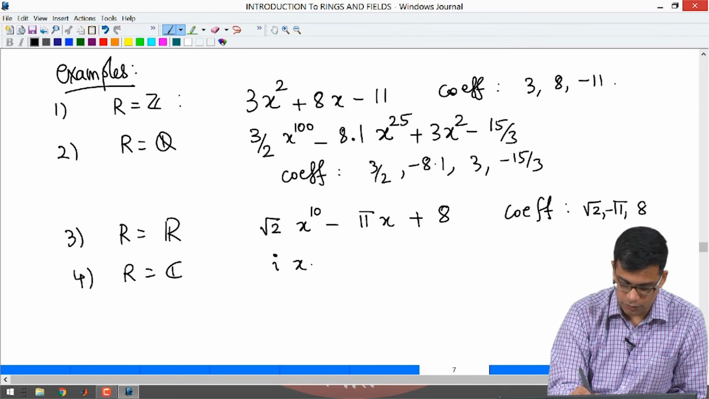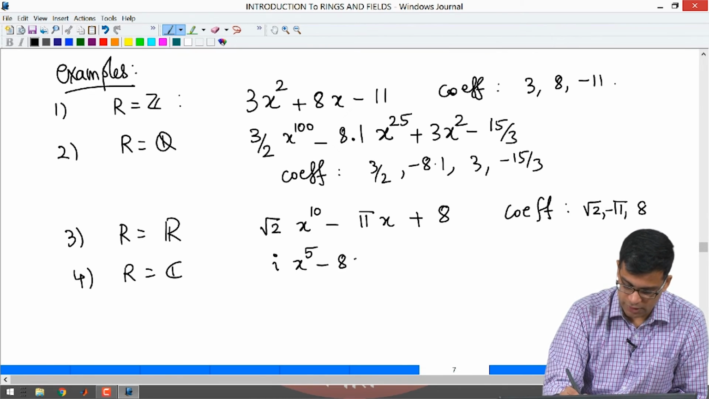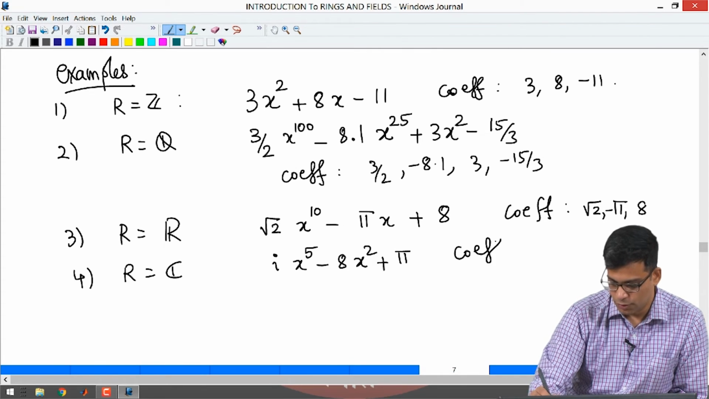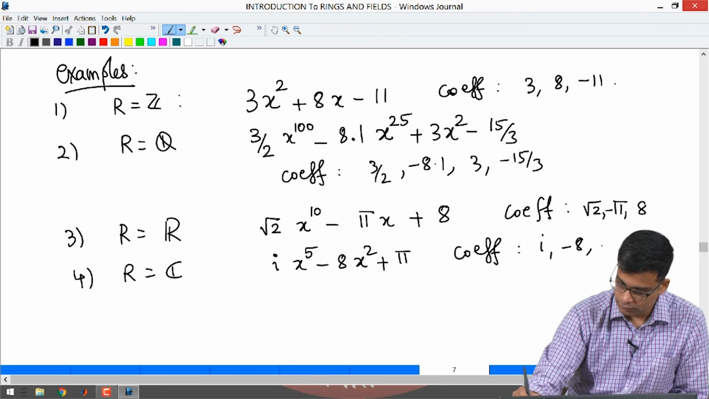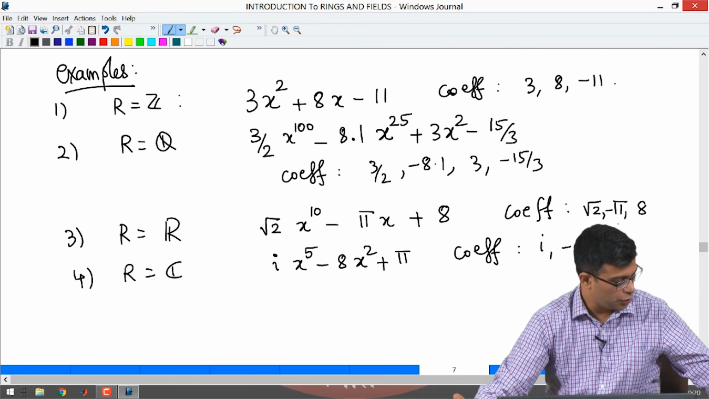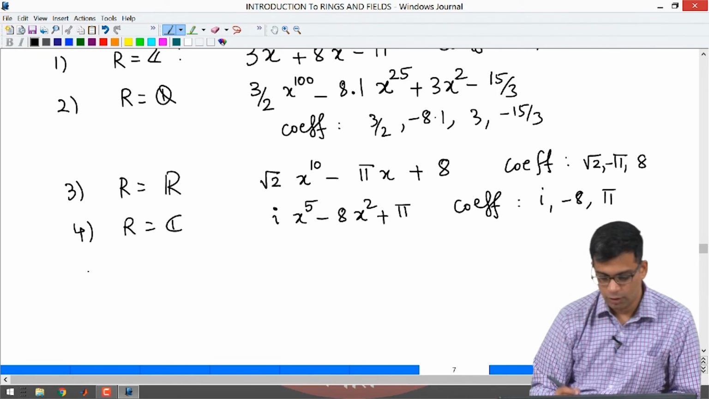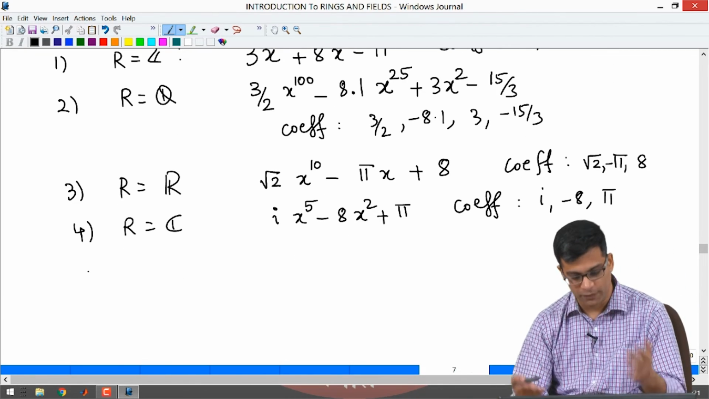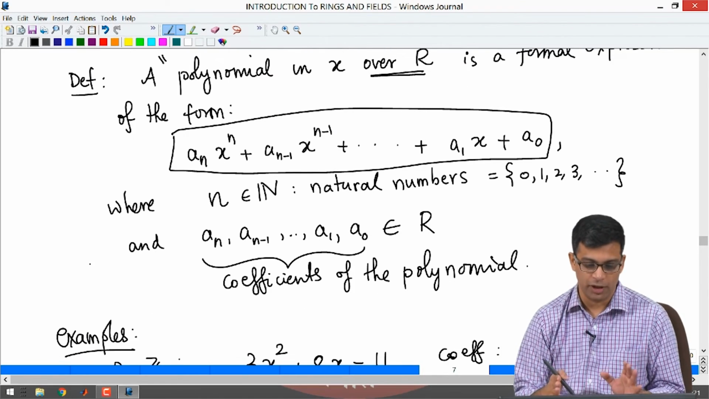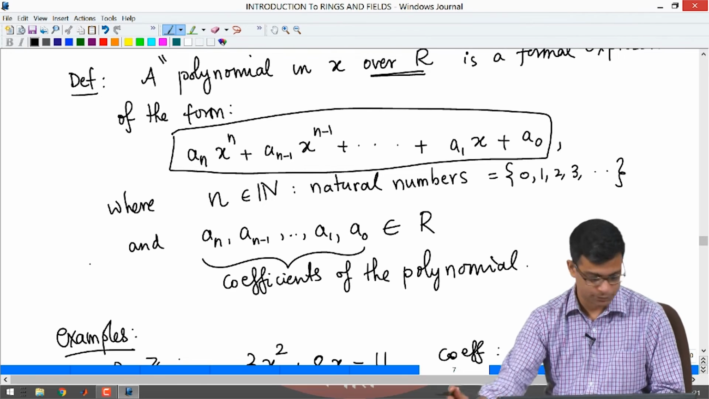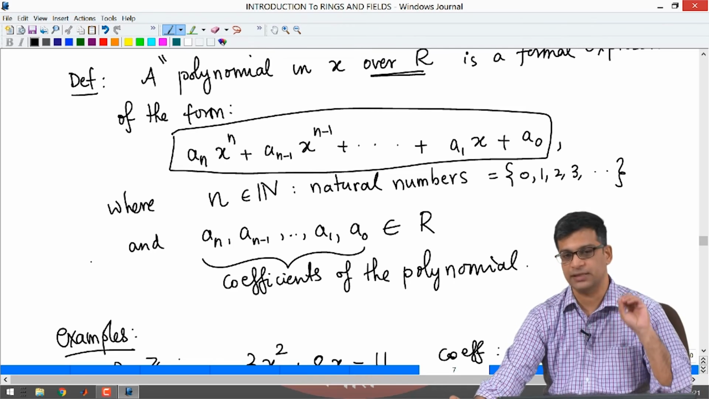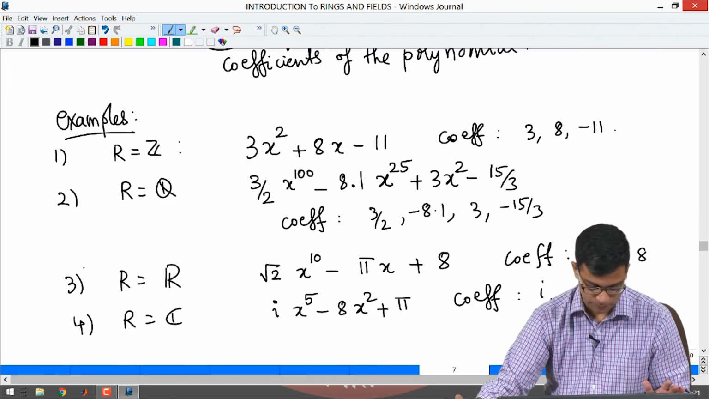You can take i times x power 5 minus 8 x squared plus pi, for example. So, this is a polynomial over complex numbers, but not over real numbers because i is not a real number. We can also take coefficients as polynomials, but that we will discuss later. So, I hope this is clear. A polynomial is just a formal expression like this. The coefficients are coming from the underlying ring, and x is just a new variable that we have introduced.